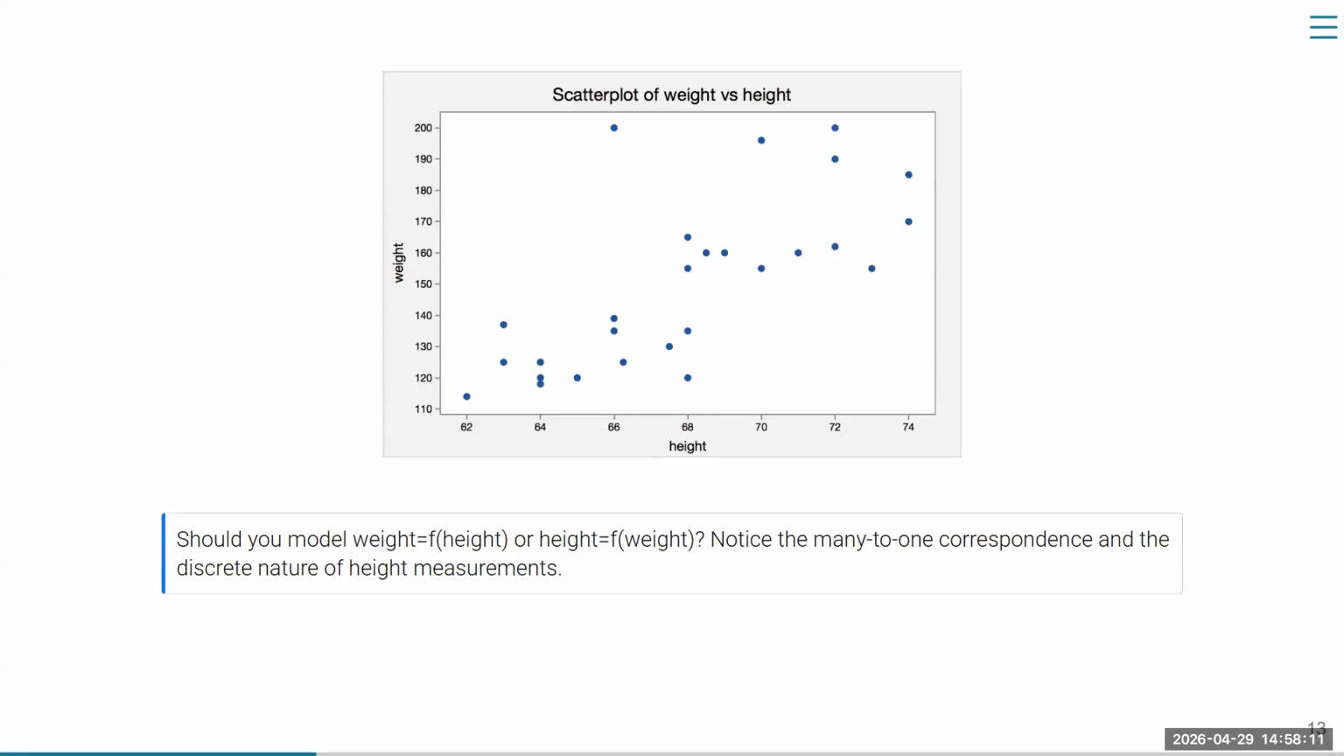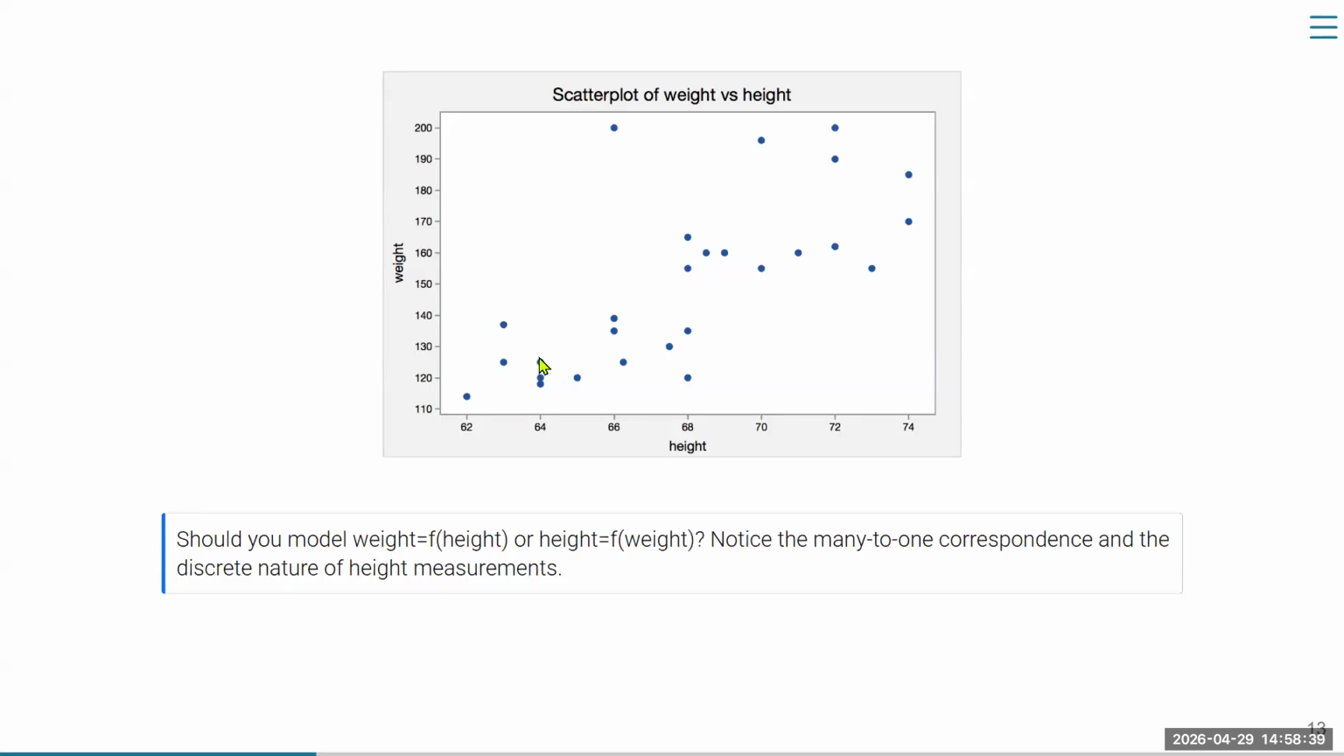So many people have this intuition that humans can control their weight, at least to some degree. So weight is maybe more malleable and more driven by height. Of course, that's not always true, and that causal ordering is not necessarily relevant to the purpose of our modeling.